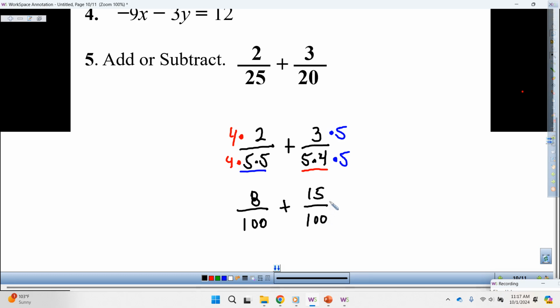Now that we have a common denominator, we focus on the numerator. What is 8 plus 15? 23, Michael Jordan, that is correct. Over the common denominator, 100.